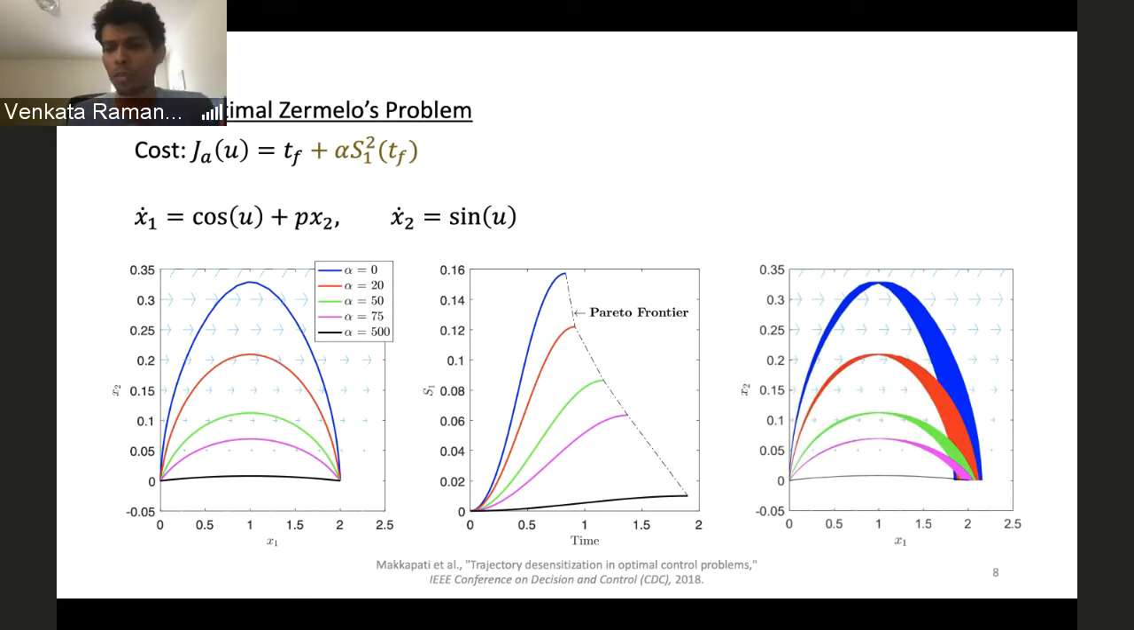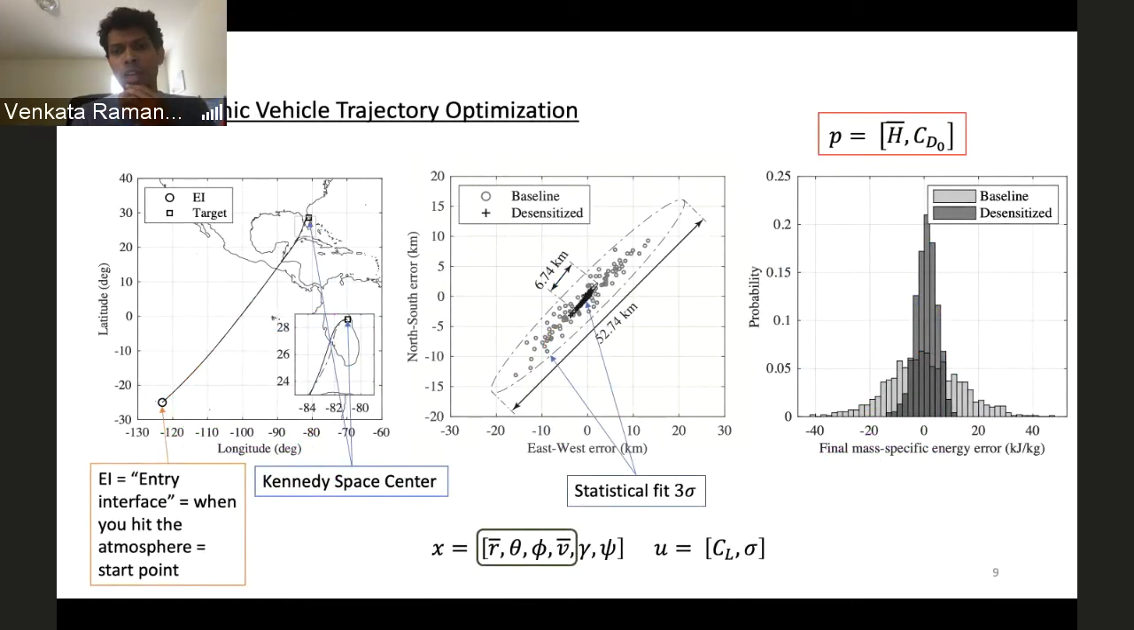This is with respect to Zermelo's problem, and the most recent example where I tested this idea of trajectory desensitization is in the hypersonic vehicle regime. So here the hypersonic vehicle is essentially an X-33 model, which is an experimental vehicle. And I'm simulating a situation where the vehicle is entering the atmosphere, I think roughly around 12 kilometers from the Earth's surface, somewhere in the Pacific, and it wants to reach the Kennedy Space Center in minimum time. Here you can see the entry and the terminal points on the plot on the left.